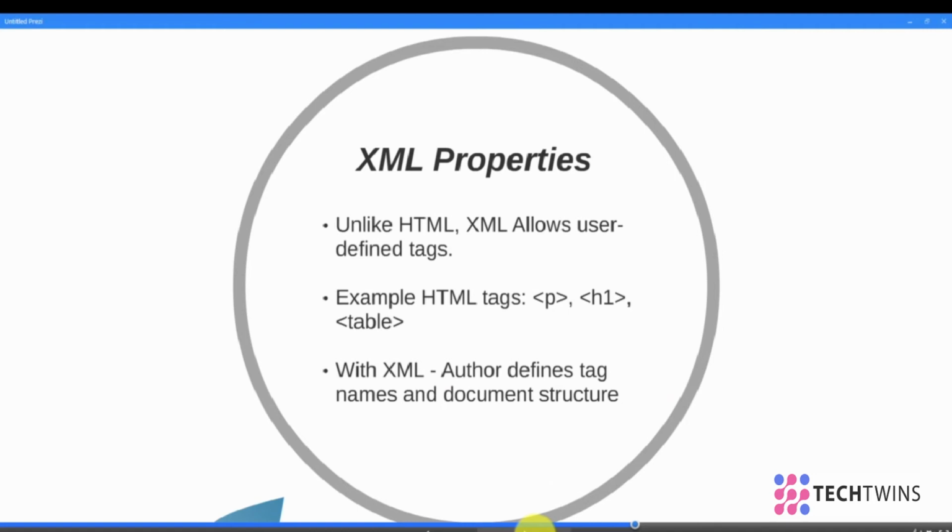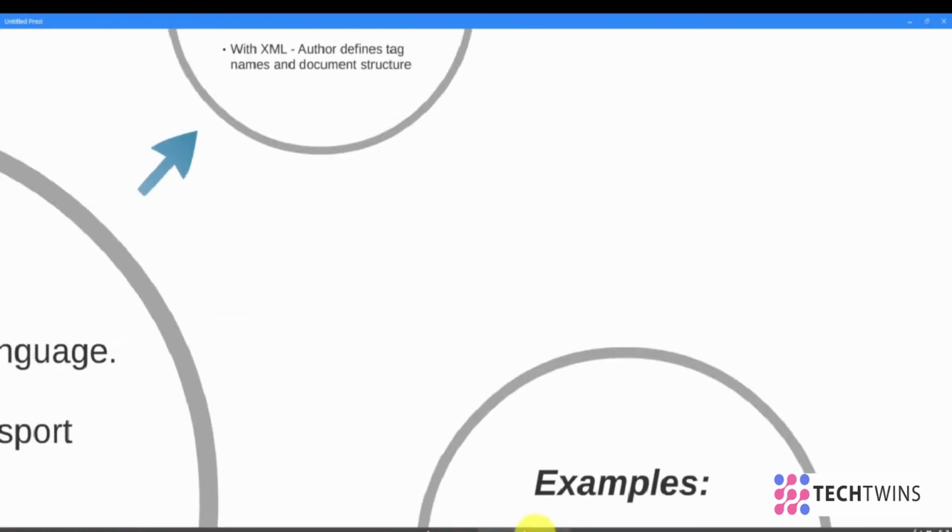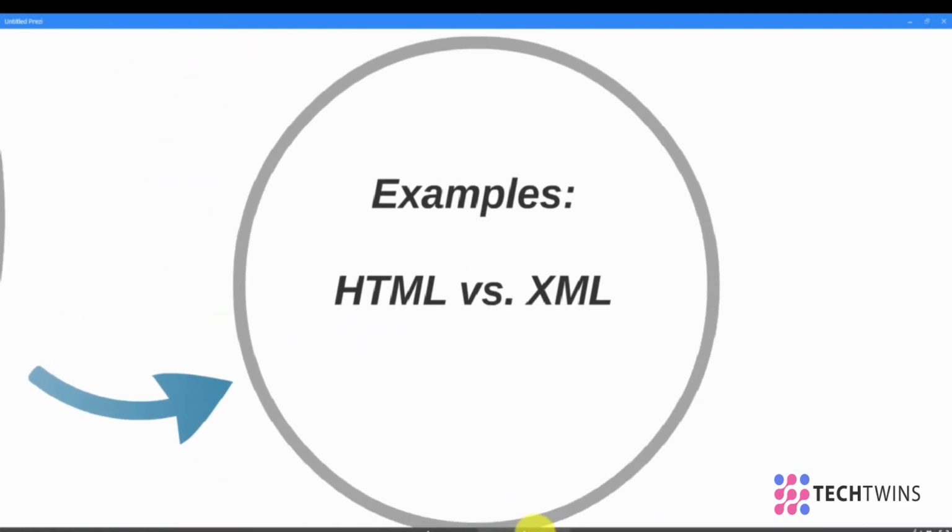Unlike HTML, XML allows user-defined tags. To expand on this point, you might recall that in the HTML section of this course, we worked with many predefined tags such as the paragraph, H1, and table tags, just to name a few. With XML, the author of the document defines the tag names and the document structure. Let's take a look at an example to illustrate this concept, starting with the basic HTML file.